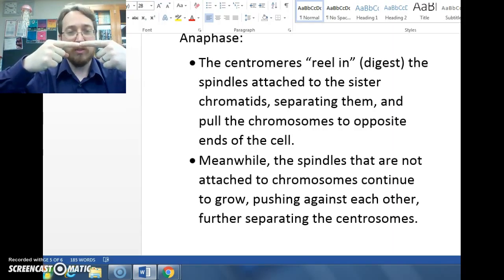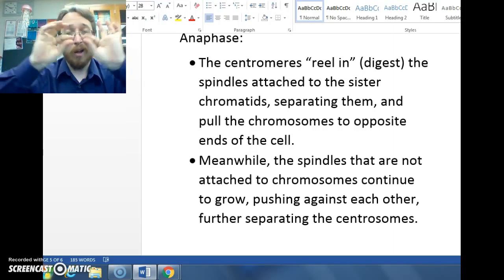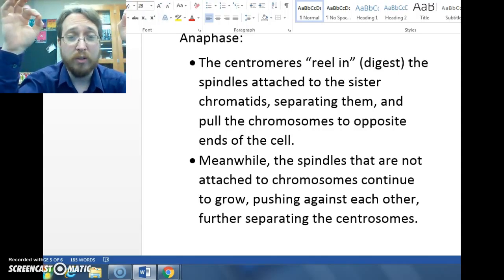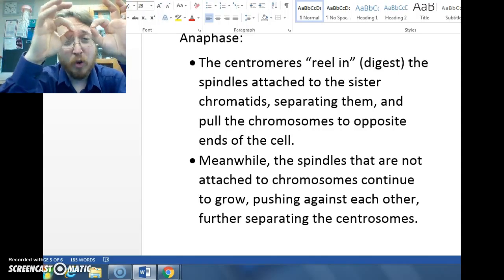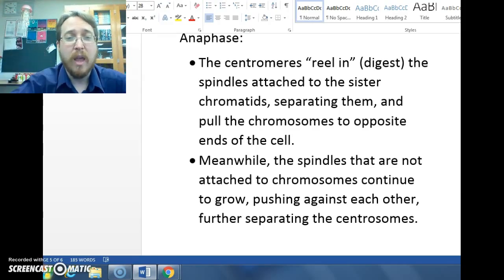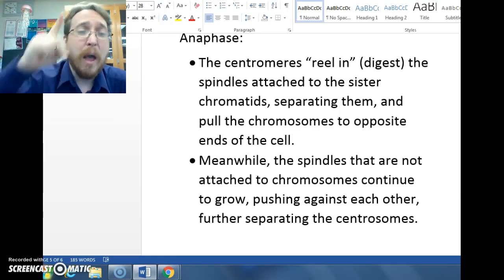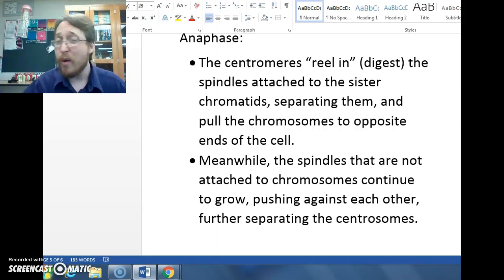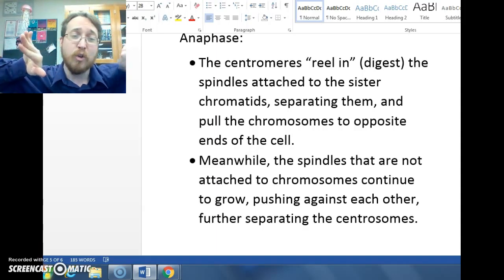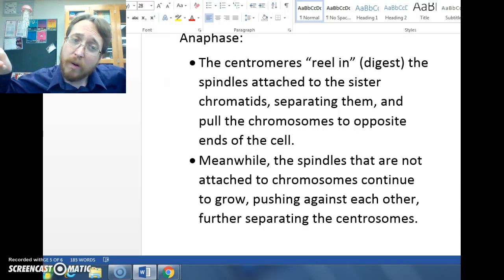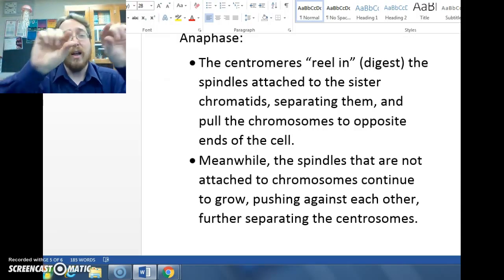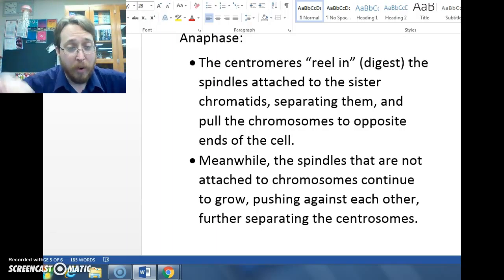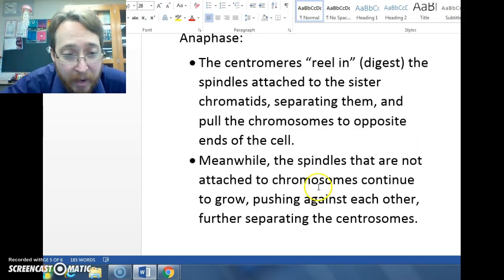In anaphase, the centromeres reel in, they digest the spindles that are attached to the sister chromatids. Well, if they're both attached to sister chromatids and they get pulled apart, well, they kind of break apart the sister chromatids. So now those duplicated chromosomes are each going in different directions. They're being pulled to opposite ends of the cells. Meanwhile, the spindles that were the pushing spindles, they're still growing, they're still pushing, and the centrosomes are being pushed even farther apart from each other. So we've got the chromosomes being pulled toward the ends and the centrosomes being pushed even farther apart from each other. That's all going on in anaphase.